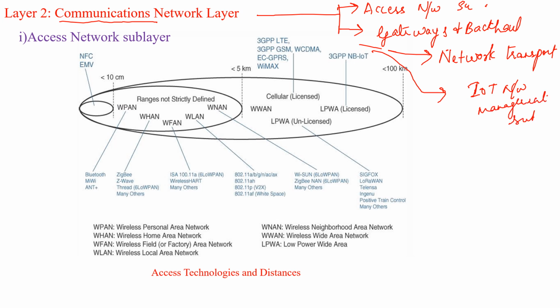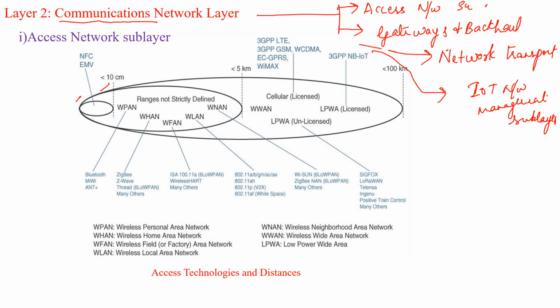So now we are going off with the first sublayer, that is your access network sublayer. It is easy to remember by means of this diagram. What are the different access network sublayers? Based on the distance, if you see this diagram, less than 10 centimeters, you have NFC and EMV as examples. NFC stands for Near Field Communication, and EMV for Europay, MasterCard and Visa.